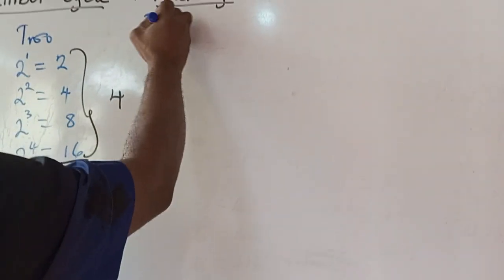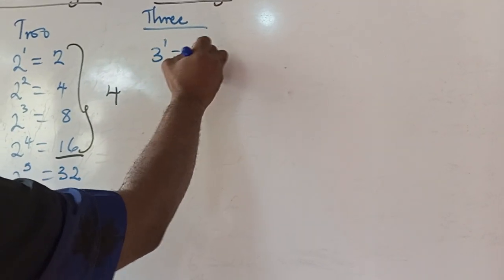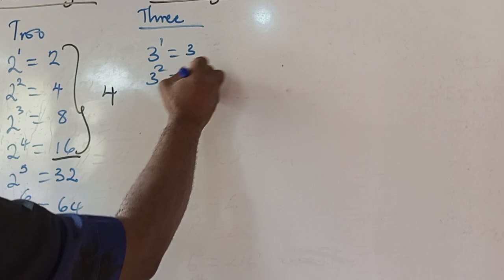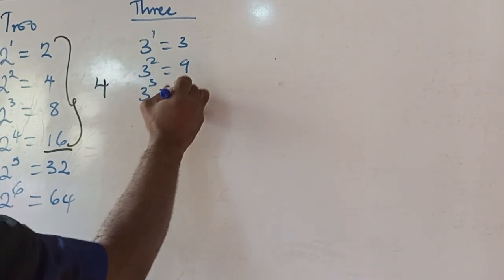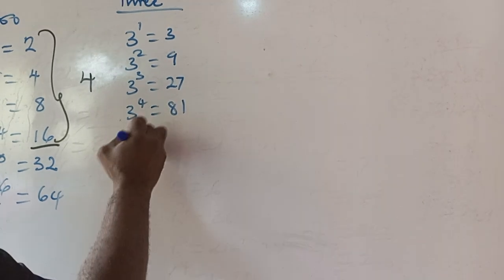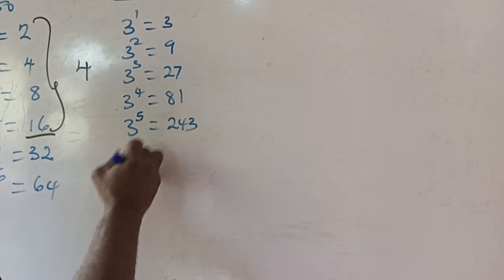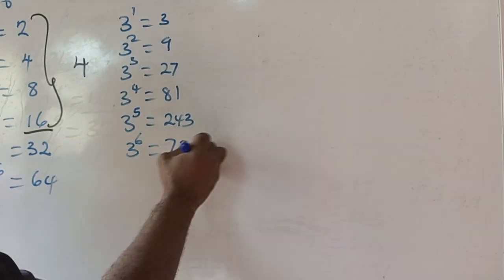Now let's try 3 and see what it will give us. For number 3, we have 3 to the power 1, which is 3. 3 to the power 2 is 9. 3 to the power 3 is 27. 3 to the power 4 is 81. 3 to the power 5 is 243. And 3 to the power 6 is 729.